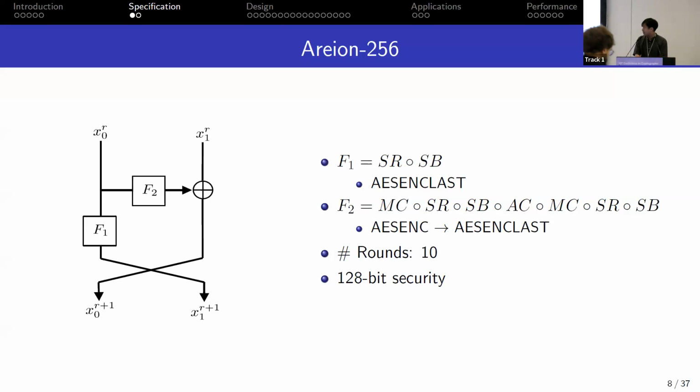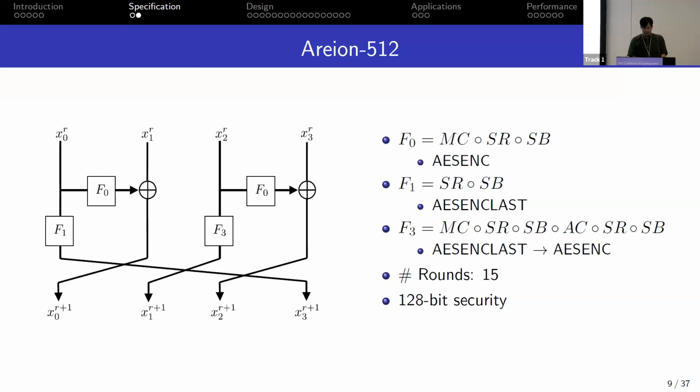And here is the Areion256 specification. Areion256 uses two different functions in one round, and these are based on the AES round function. The round number is 10, and it claims 128-bit security. And this is Areion512, which uses three different functions in one round, and the round number is 15. This also claims 128-bit security.